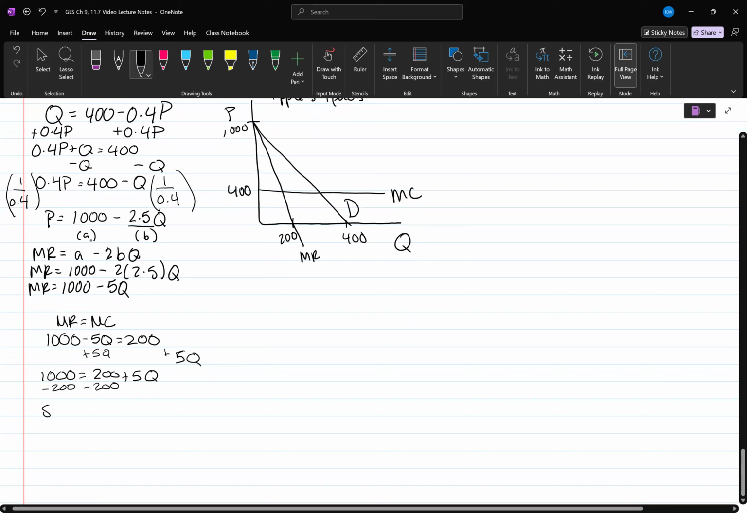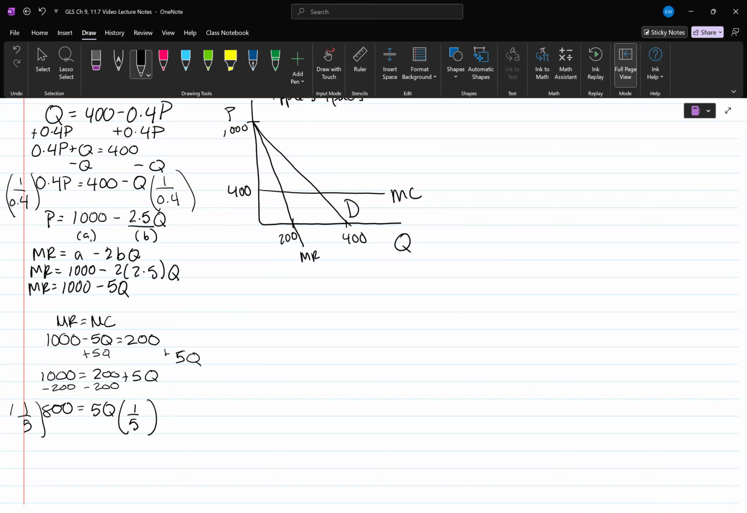That's going to get us 800 equal to 5 times quantity. Then our last step will be to divide both sides by 5. So we're going to go ahead and get 180 for our maximizing amount of output for our firm. So again, this is measured in millions, so it's actually 180 million iPads that Apple is producing.